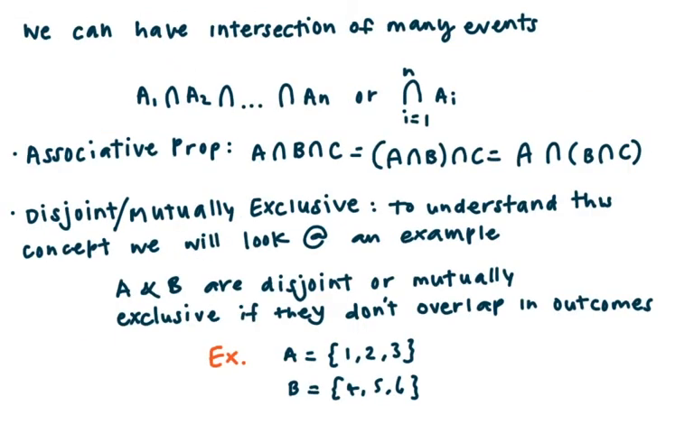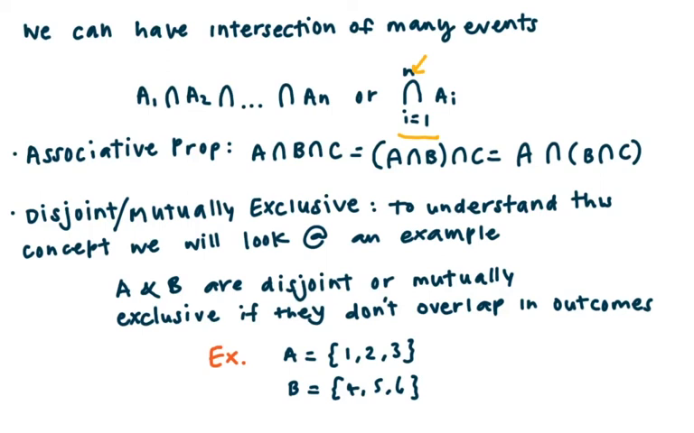Just like unions, we can have intersection of many events, which is what I've written below. So A1 intersects A2 all the way to AN, with N being the number of events. We can write this in a compact manner, where we put i equals 1, the intersection symbol, N, and then Ai. And also like unions, we can also use the associative property. All you have to do is move the parentheses and the statements are still equivalent. So A intersection B intersection C equals A intersection B in parentheses intersection C, which is also equal to A intersection parentheses B intersection C.